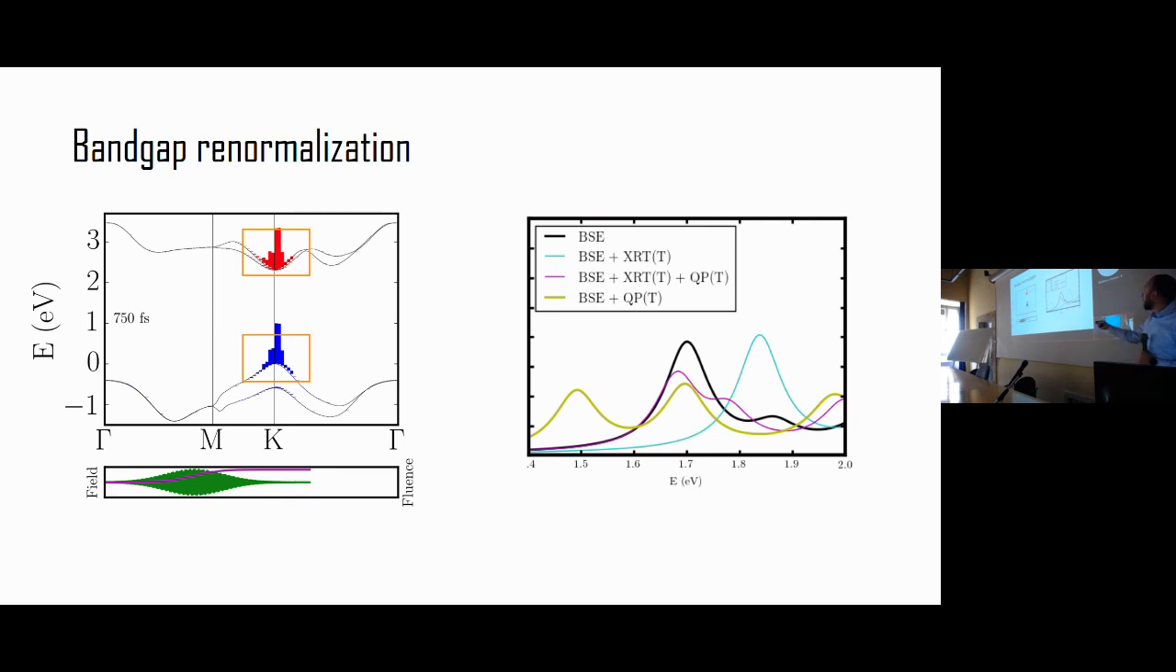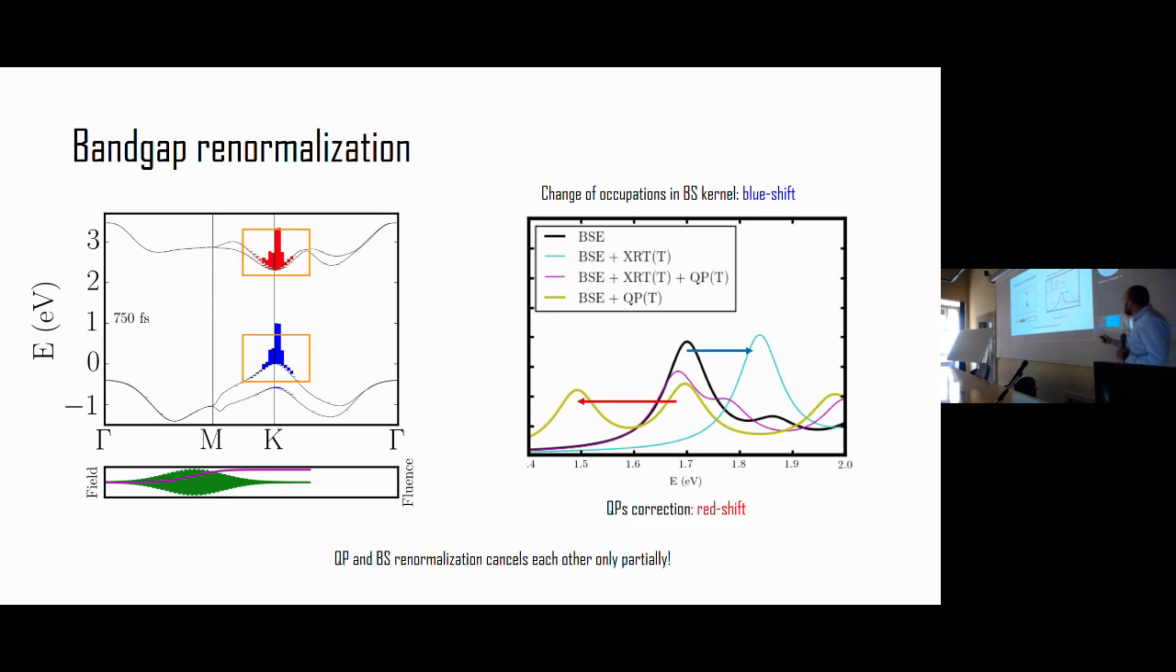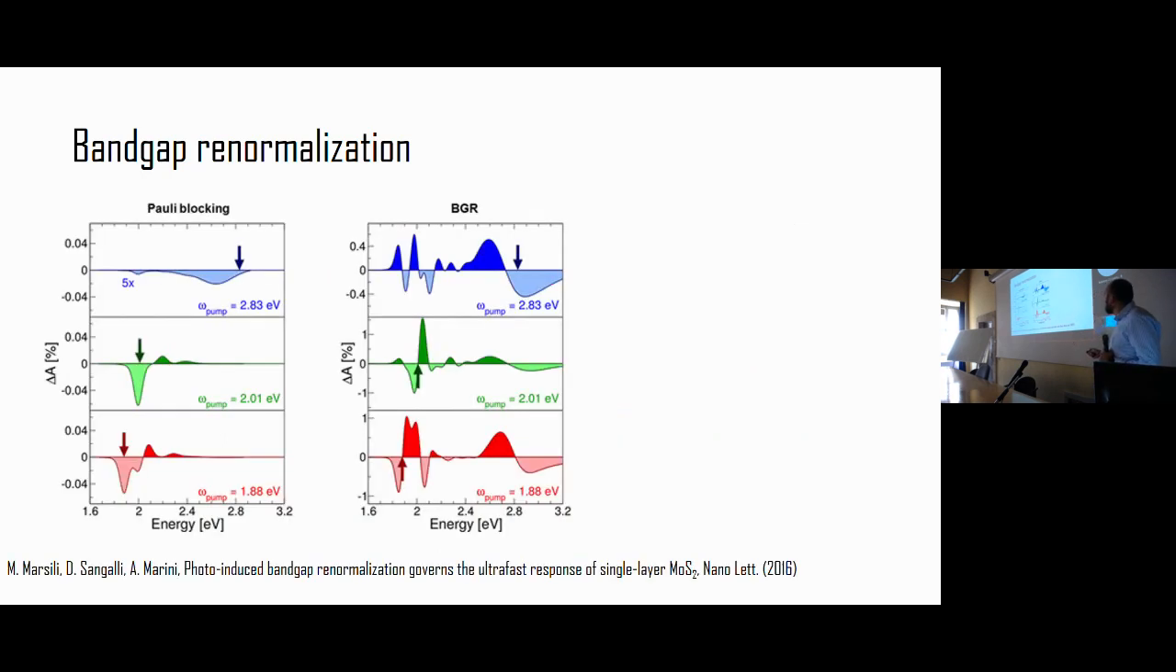Here we can see better. If I calculate the Bethe-Salpeter with the occupation in the kernel, I have a strong blue shift. But I have a strong correction of the quasi-particle energies in the opposite direction. So the global effect is this, the purple or the pink line. You can see that if you only consider one thing, you will be totally off of the real effect. And this is what is called Pauli blocking.